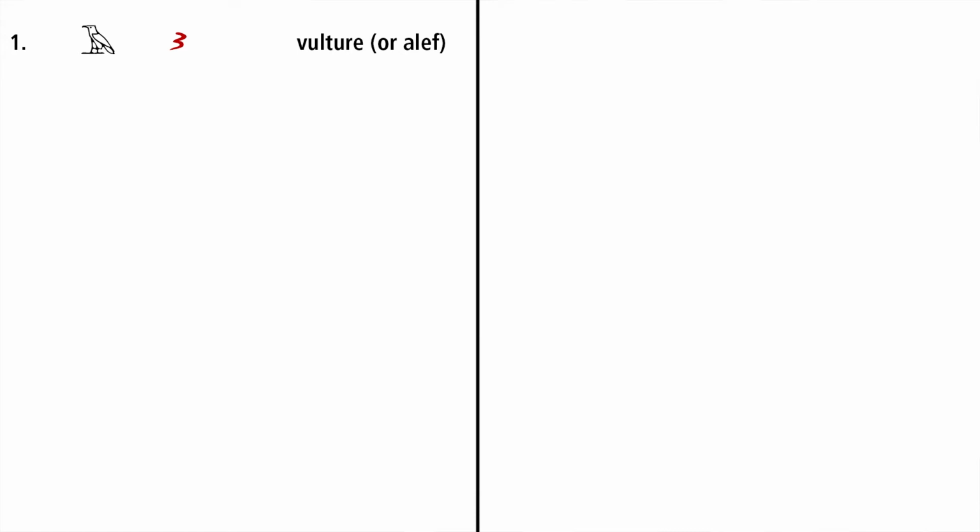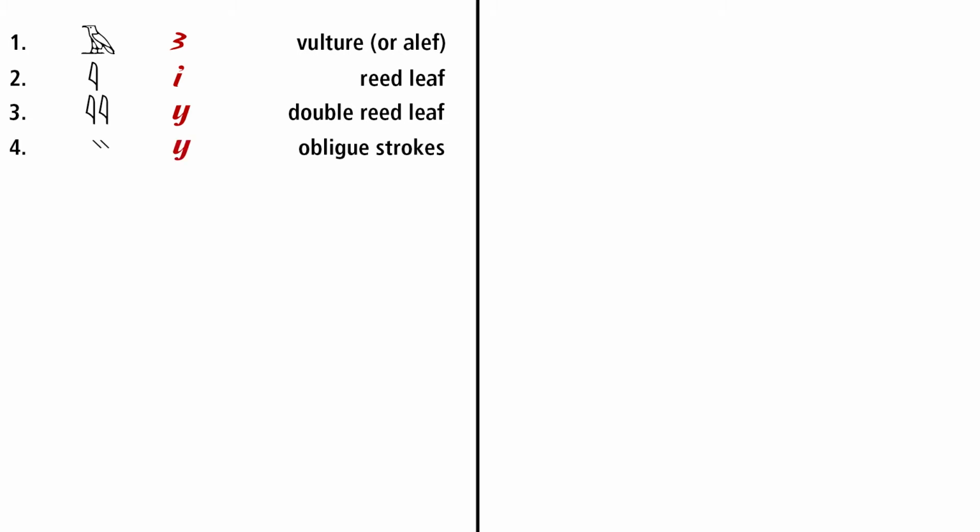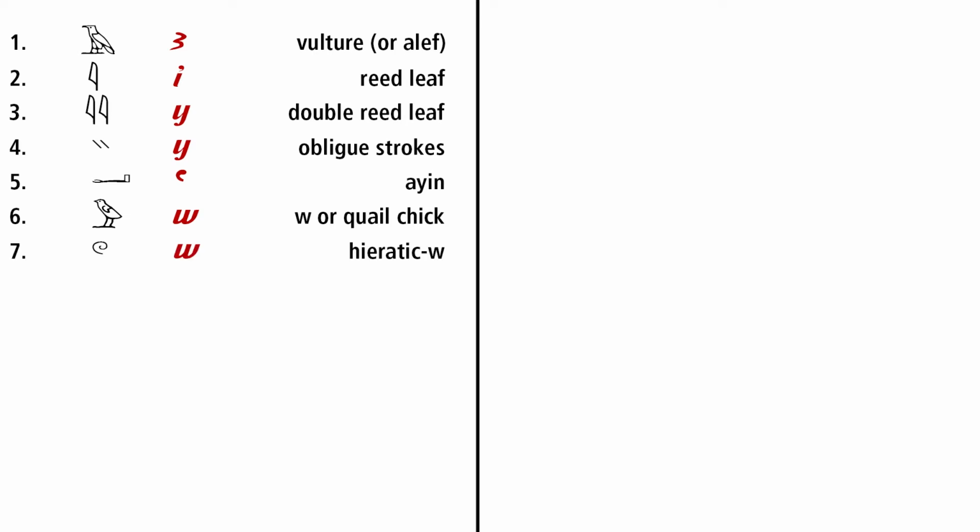The aleph is pronounced ah. Then we've got the reed leaf, which is pronounced e. And then the double reed leaf, which is a y sound as in yak. The oblique strokes, which is also a y sound as in yak. The ayin, which we're just going to pronounce like a short e. A quail chick, which is pronounced w or u, we or oo. A hieratic w, which is pronounced exactly the same as the quail chick.